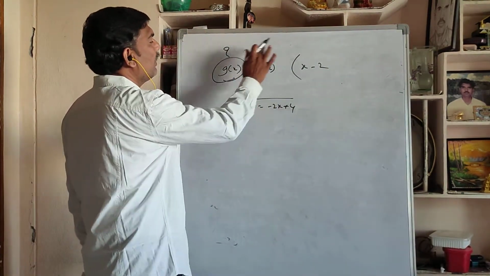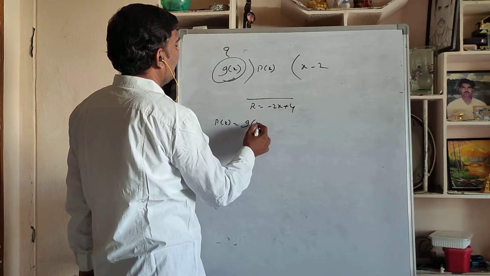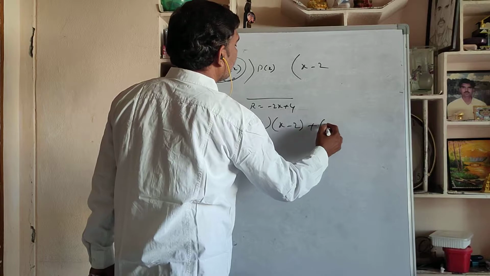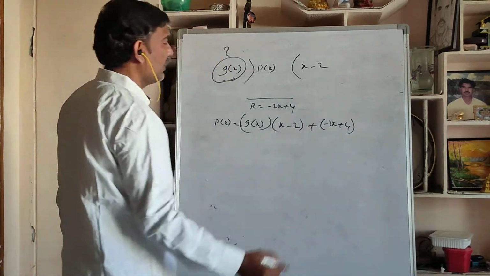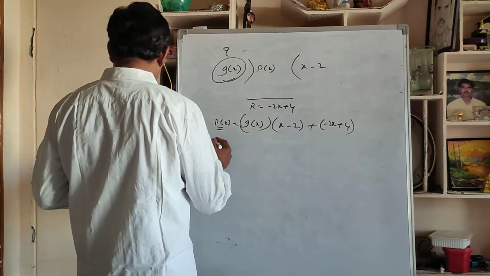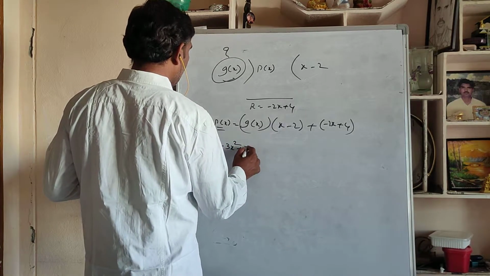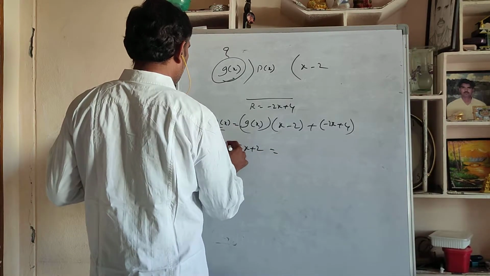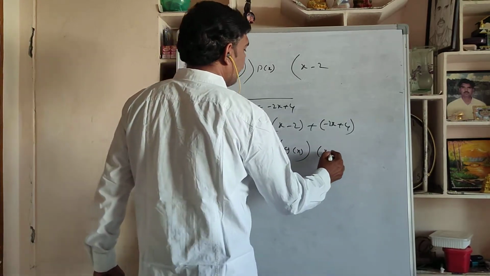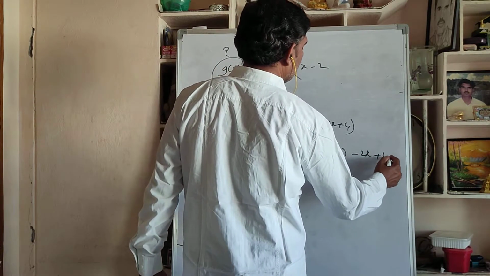Now, the division rule. That is, dividend is equal to divisor into quotient plus remainder. This is the formula. Now in place of p of x, in the question they have given p of x as x cube minus 3x square plus x plus 2. G of x we have to find, we don't know. Into x minus 2, plus the remainder, minus 2x plus 4.